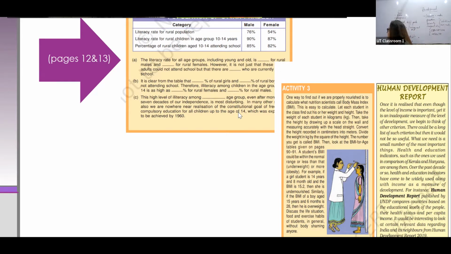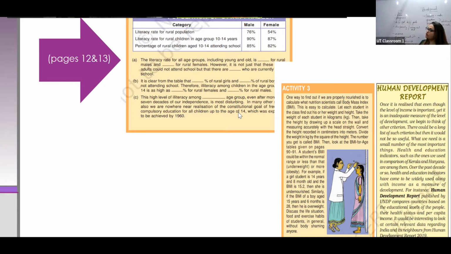Okay. So next is the Human Development Report. Once it is realized that even though the level of income is important, yet it is an inadequate measure. What is an inadequate measure? Income. The level of income is an inadequate measure of the level of development. We begin to think about other criteria.